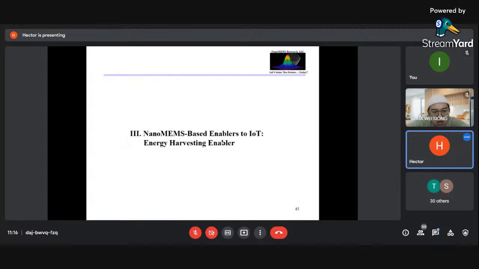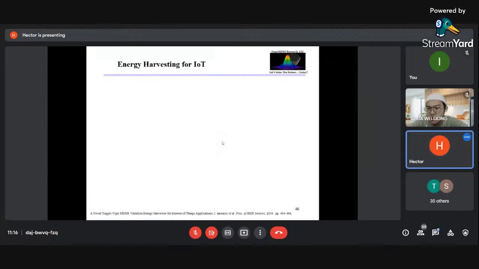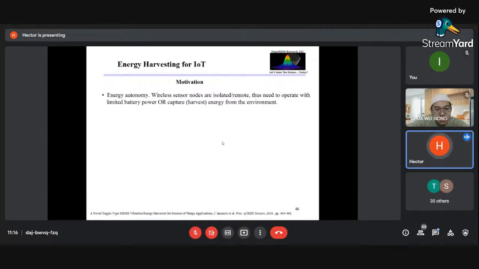The next example in which NanoMEMS enables IoT is an energy harvester. The motivation for this device is energy autonomy. We know that wireless sensor nodes are isolated and remote. Therefore, they need to operate with limited battery power or capture or harvest energy from the environment.